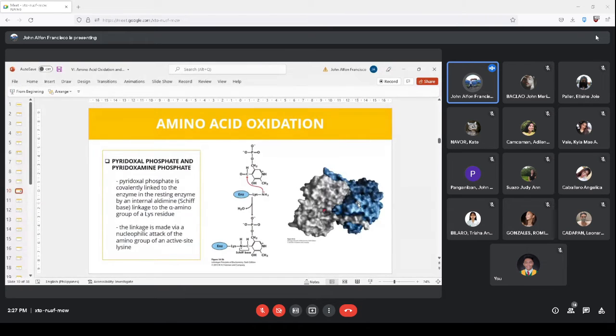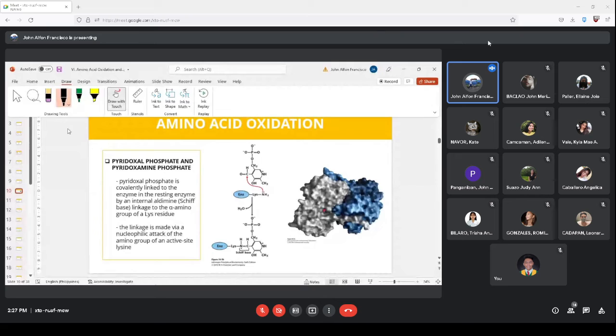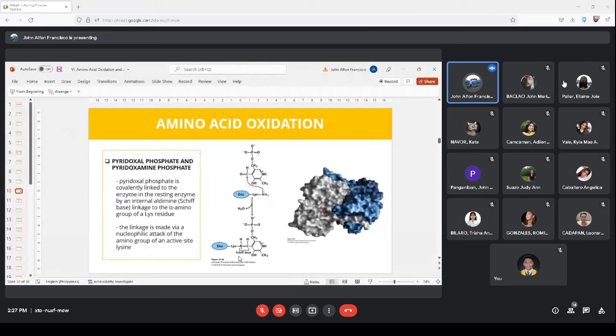Right? So pyridoxal phosphate is covalently linked to the enzyme in the resting enzyme by an internal aldimine or Schiff base. Your Schiff base is C double bond N, and this usually happens in different nitrogen and carbon reactions, especially in amino acid formation. The linkage is made via a nucleophilic attack of the amine group of an active site. So the amine group will act as a nucleophile.